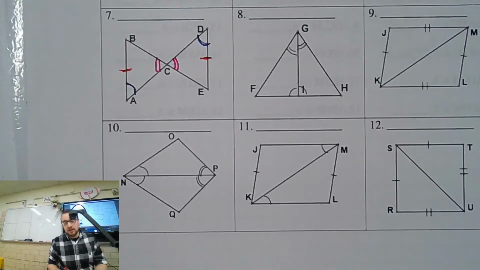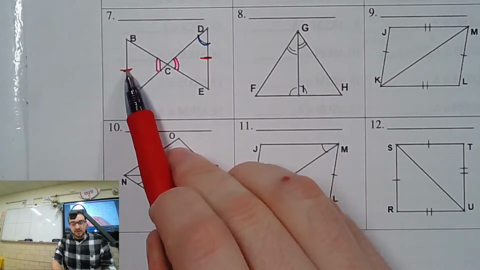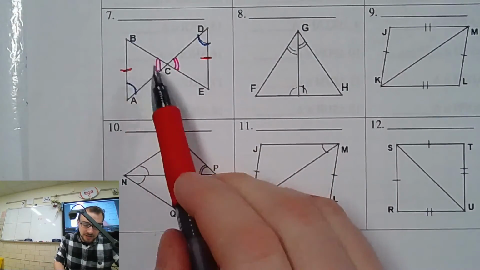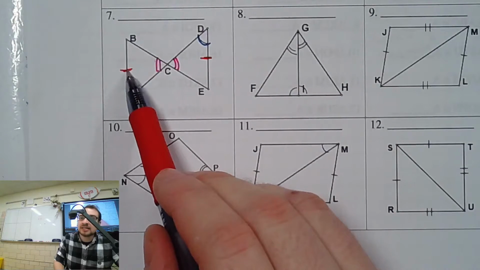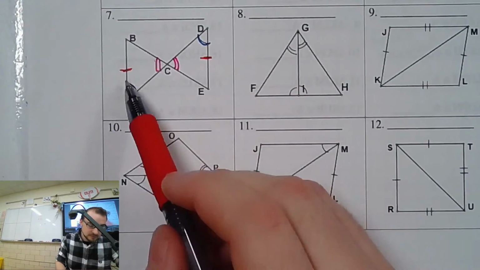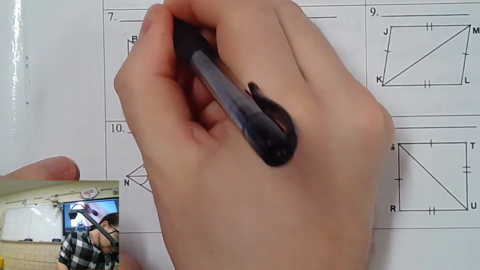SAA works. AAS also works. Either way, you can read it from the side going to the angles or the angles going to the side. You see, if we go around the triangle, we hit angle, angle, side, or side, angle, angle without skipping anything, right? So I'm going to write angle, angle, side.